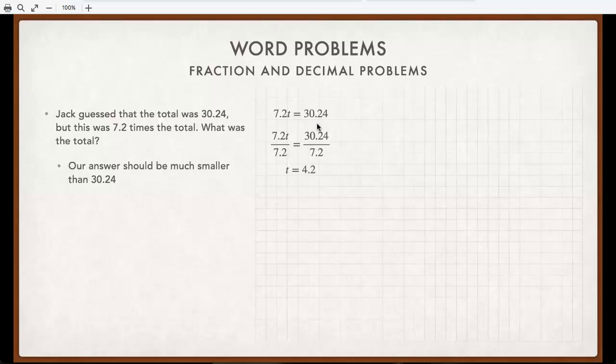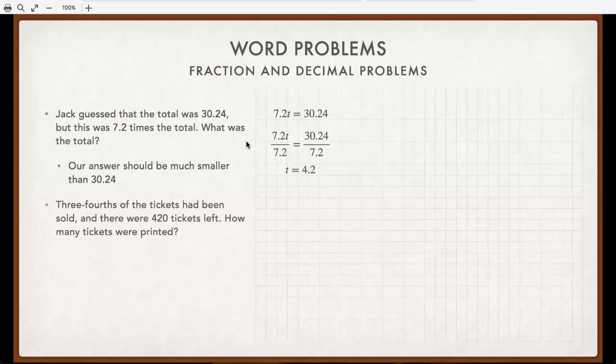So 7.2 times the total, we'll use t for total here, so 7.2t is 30.24. Then we get that variable by itself by dividing by 7.2 on each side, and we get 4.2 there. And 4.2, that checks out. That's about a seventh the size of this. If we took 4 and we multiplied by 7, we'd get 28, and that's pretty close there. That number makes sense as an answer. Whereas if you do things the wrong way around and you end up with an answer of 210, for example, that doesn't make sense because the number that he guessed was larger than the total.